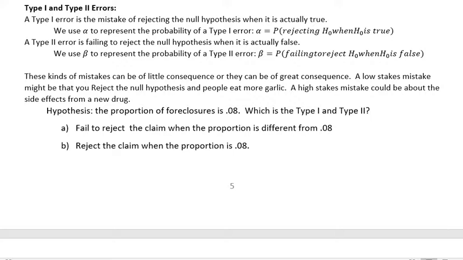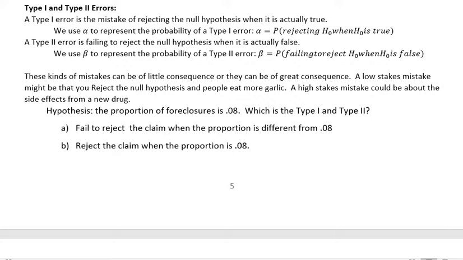The type 1 error is the mistake of rejecting the null hypothesis when it's actually true. We use alpha to represent the probability of a type 1 error. Alpha represents the probability of rejecting the null hypothesis when the null hypothesis is true.